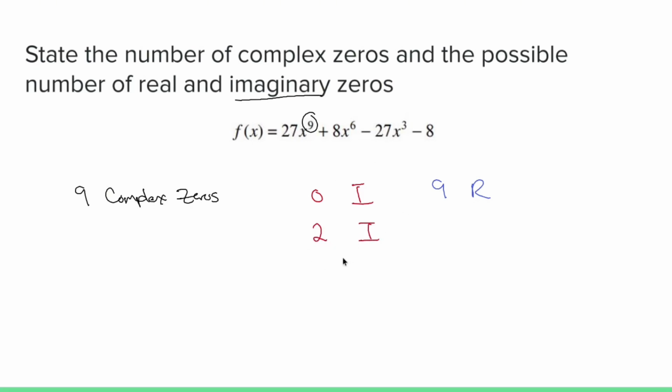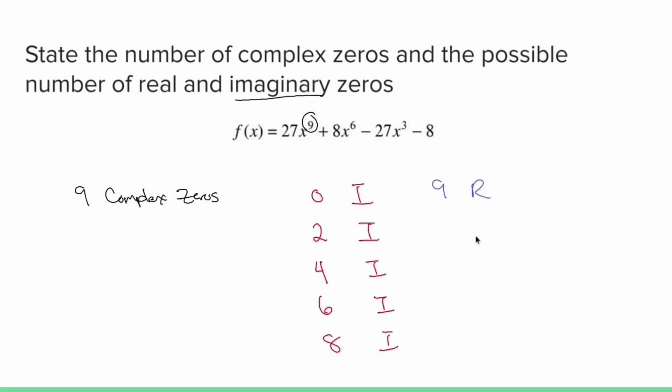2 imaginary, and let's just do this. You could have 2 imaginary, you can have 4 imaginary, you can have 6 imaginary, and you can have 8 imaginary. Okay, you can only have an even amount of imaginary zeros all the way up to the number of complex zeros that you have. Now that we have 2, 4, 6, and 8, we subtract these numbers from 9 to find out how many possible reals we have.